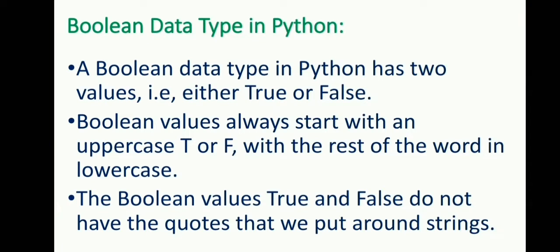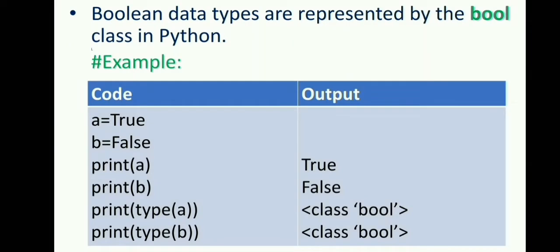A Boolean data type in Python has two values, that is either True or False. Boolean values always start with an uppercase T or F, with the rest of the word in lowercase. The Boolean values True and False do not have the quotes that we put around strings. Boolean data types are represented by the bool class in Python.